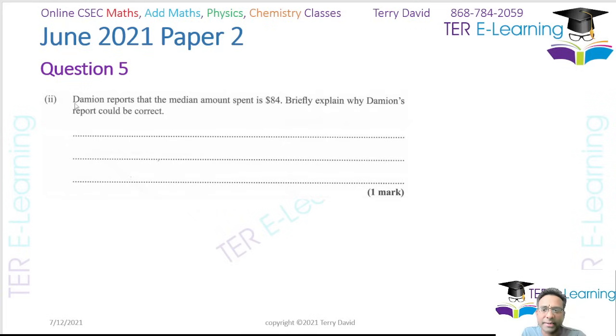Now the next part here, Damien reports that the median, so now they're asking us about the median. The median amount of money spent is $84. Explain briefly why Damien's report could be correct. Now, median is our middle data when all the data is arranged in ascending order.